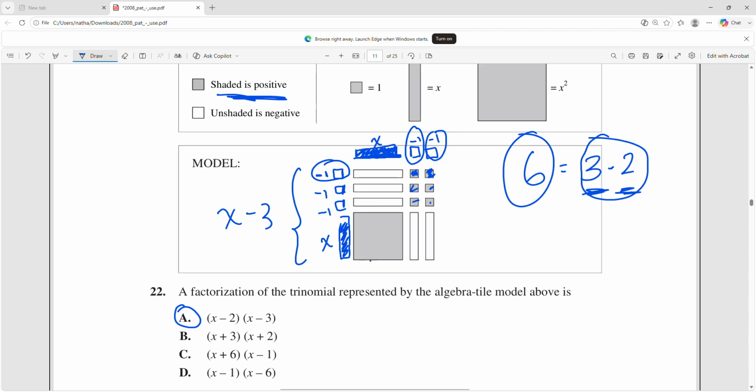That looks good. And then here, a negative 1 times x. So negative 1 times x would give us negative x. These long rectangles represent negative x, right? Unshaded is negative, and a long rectangle is an x. This here is an x squared. These are negative x's, these are negative x's, and then these are the positive ones here.